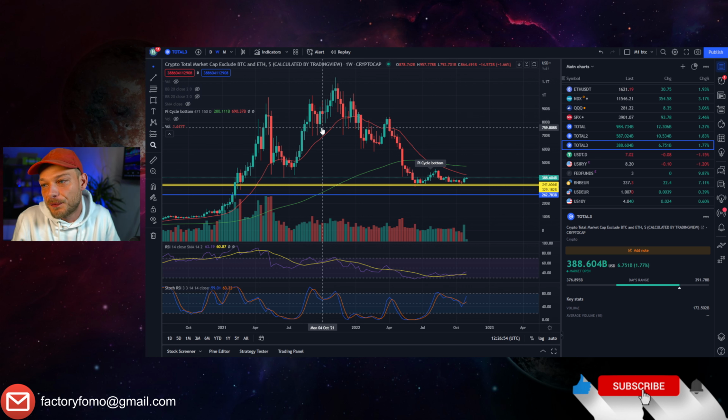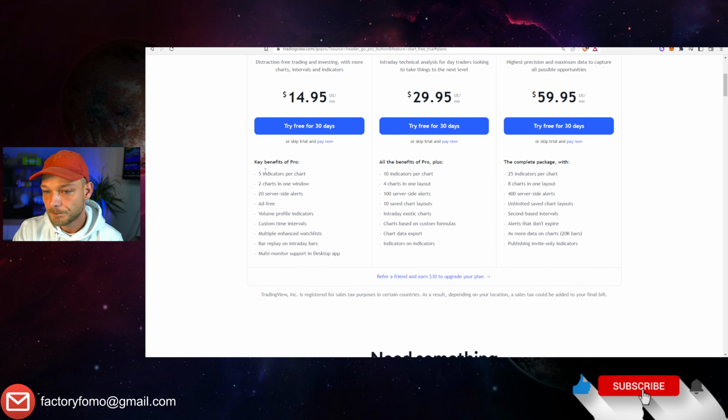And is that worth $15 for me? Yeah, for me it was, right? So therefore, I used the Pro version. So the benefits: you can get 5 indicators per chart. Right, so that's already quite a lot. 2 charts in one window, right? I'm not using that, but that's possible. 20 server-side alerts.